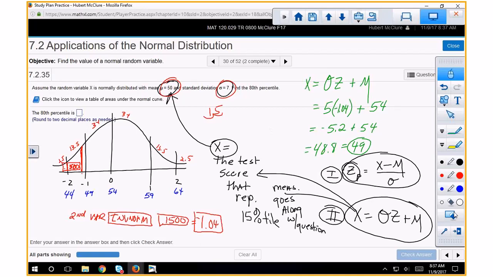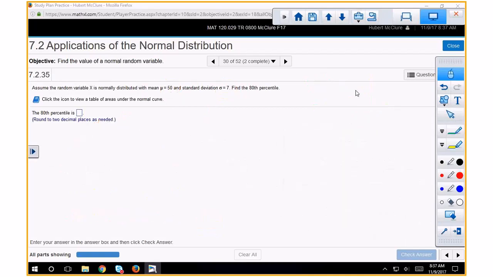All right, you try this one. It says assume the random variable x is normally distributed with mean 50 and standard deviation of 7. Find the 80th percentile. Find the test score that represents the 80th percentile. So that means your area is going to be 0.8000. Draw a picture so you can do the empirical rule, so you have some idea of what it's going to be.